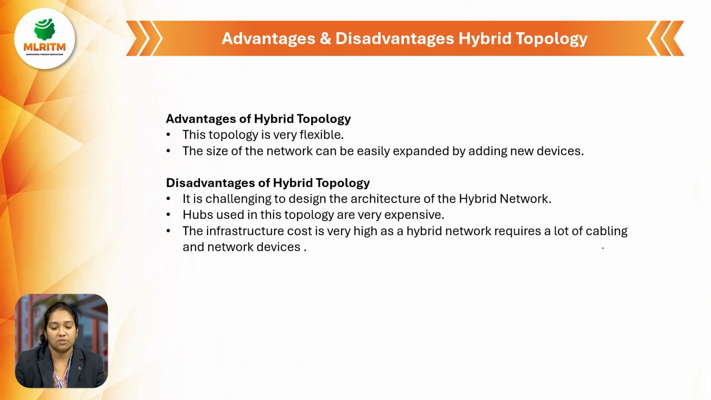The advantages and disadvantages of hybrid topology. The advantage of hybrid topology: this topology is very flexible. The size of the network can be easily expanded by adding new devices. It is challenging to design the architecture of the hybrid network. Hubs used in these topologies are very expensive. The infrastructure cost is very high, as a hybrid network requires a lot of cabling and network devices.